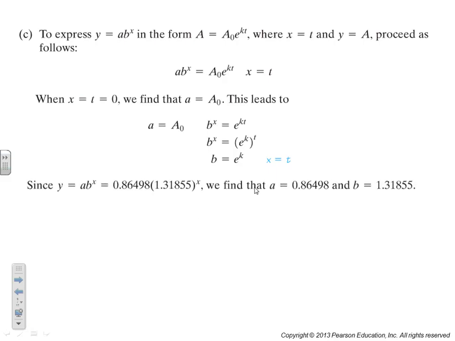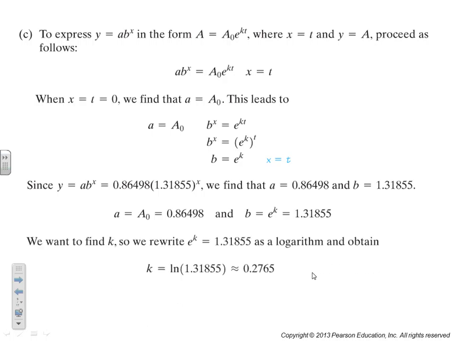So to write it as this function up here, we find that a sub 0 is equal to 0.86498, b is equal to e to the k t, which is equal to 1.31855. So since e to the k is equal to 1.31855, we need to find k.